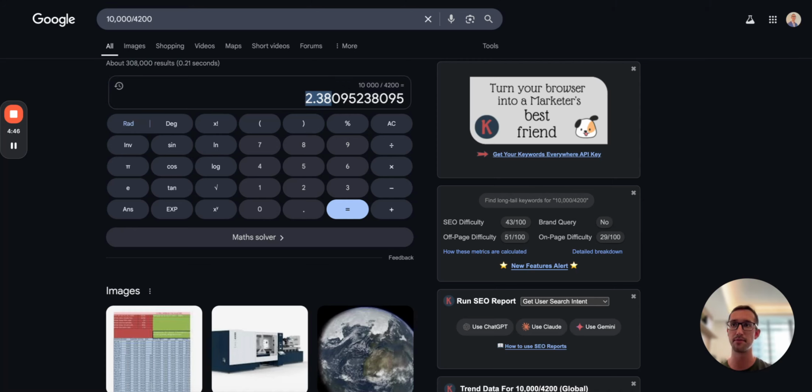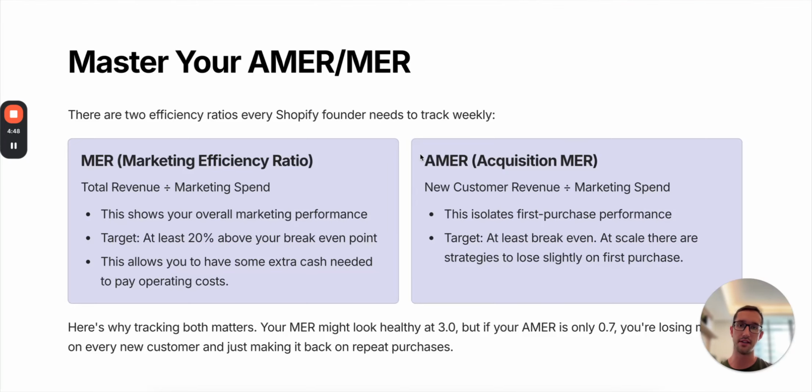It's great news. This is where the second metric, AMER, comes in, which is your new customer or your acquired marketing efficiency ratio. The reason we track this is we want to isolate first purchase performance only, because as your brand grows, you're going to have a certain amount of customers who come back and make repeat purchases.